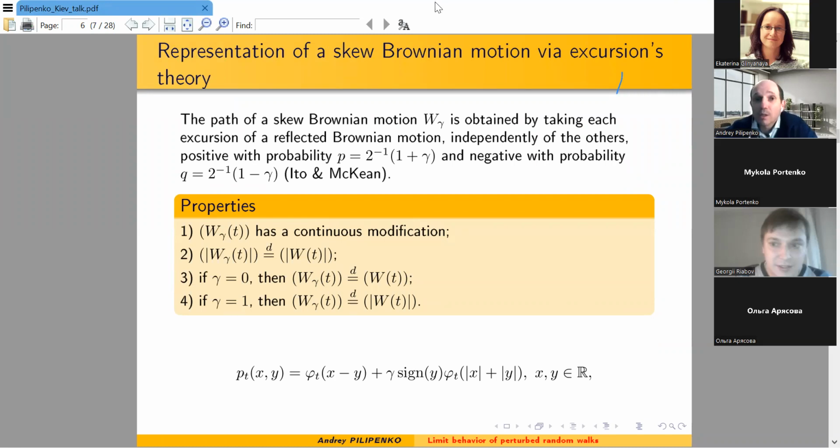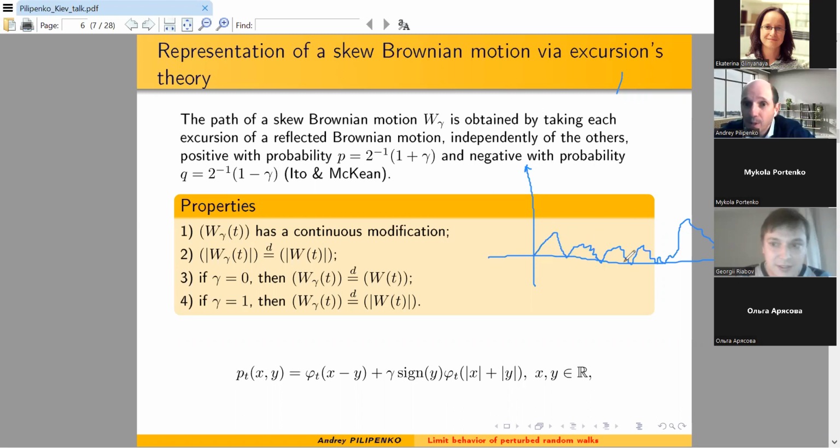At first, skew Brownian motion can be constructed via the Itô excursion theorem. Assume that you have a reflected Brownian motion. I recall that an excursion is a part of the path between two zeros. So this is an excursion and this is an excursion. When you hit zero, there is an infinite number of excursions in a neighborhood of this point, but I cannot make such a picture.